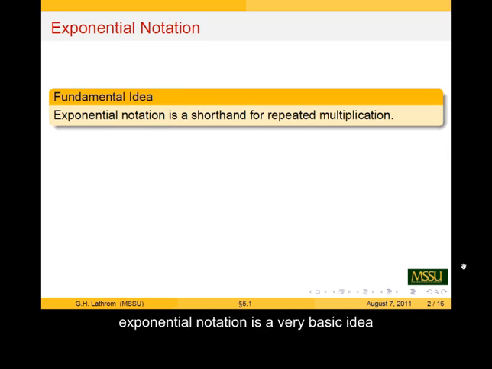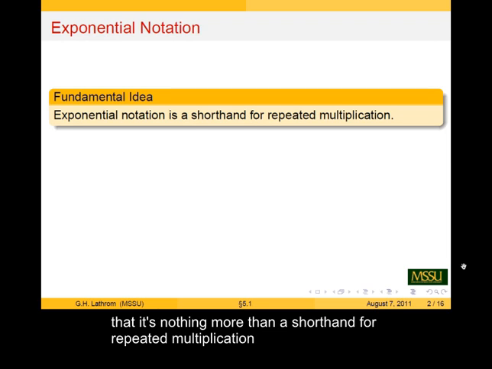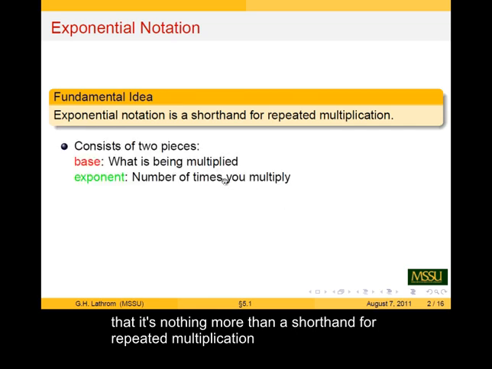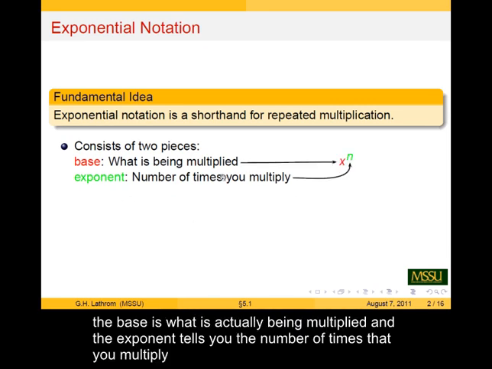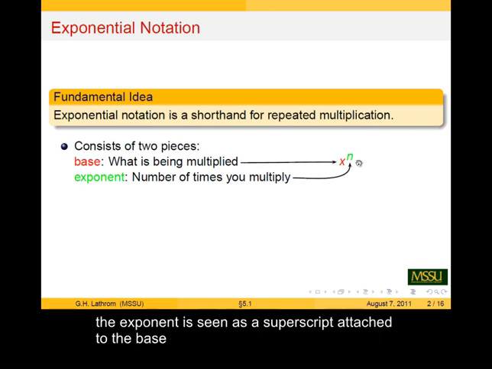Exponential notation is a very basic idea. It's nothing more than a shorthand for repeated multiplication. It consists of two pieces, a base and an exponent. The base is what is actually being multiplied. The exponent tells you the number of times that you multiply. The exponent is always seen as a superscript that's attached to the base.